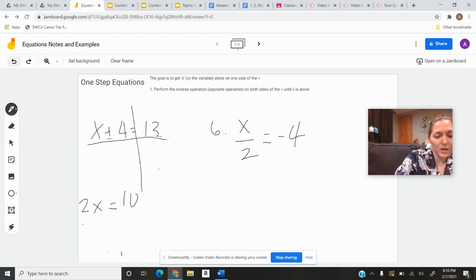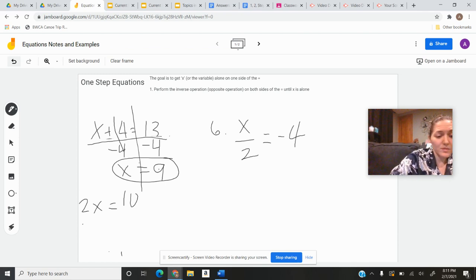So I'm just going to do the opposite of +4. I'm going to -4. Oh, take that +4. If I do it on one side, I gotta do it on the other side to keep it balanced. So now these cancel out because 4 minus 4 is 0, so I'm left with x. 13 minus 4 is 9, and that's my answer.